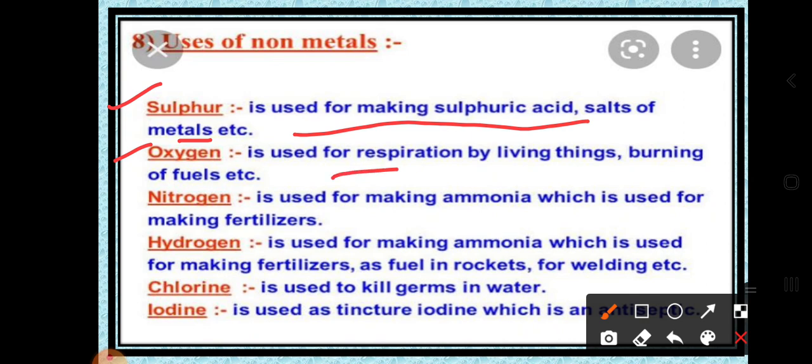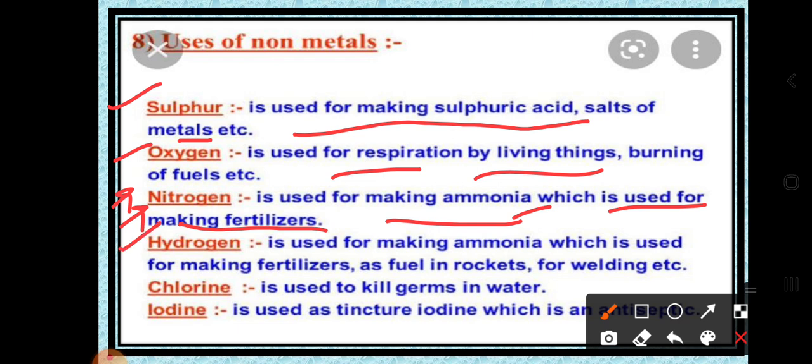Oxygen is used for respiration by living things. In our day-to-day life, every second, every minute we are using oxygen, because of respiration by living things. The burning of fuels also uses it. What about nitrogen? Nitrogen is used for making ammonia, which is used for making fertilizers. Dear students, where are we using fertilizers? In crop production, to get a better yield. Next is hydrogen.